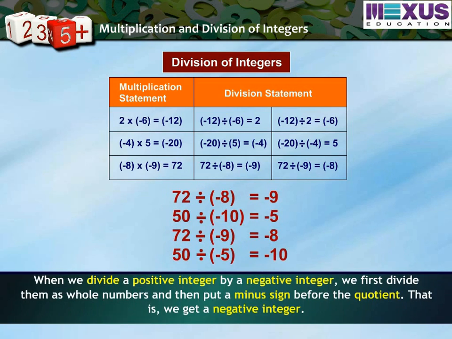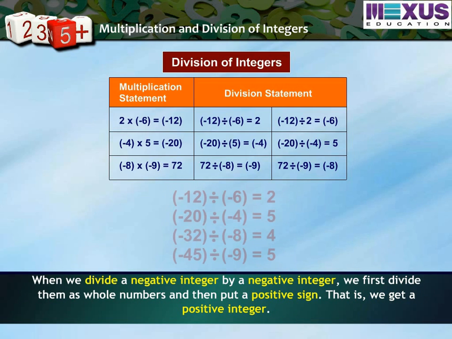We also observe that when we divide a positive integer by a negative integer, we first divide them as whole numbers and then put a minus sign before the quotient. That is, we get a negative integer. Lastly, we observe that when we divide a negative integer by a negative integer, we first divide them as whole numbers and then put a positive sign. That is, we get a positive integer.